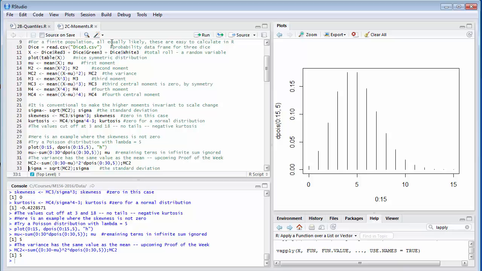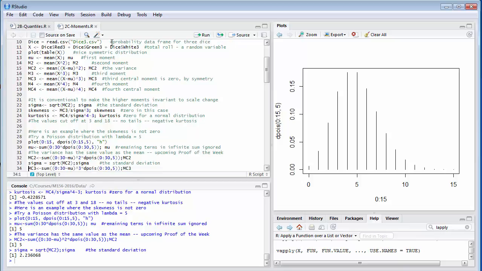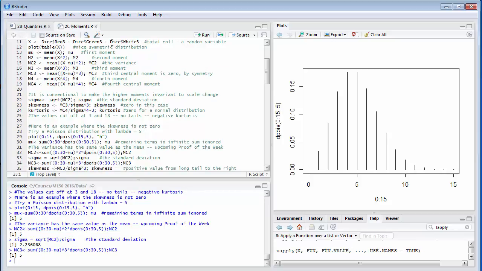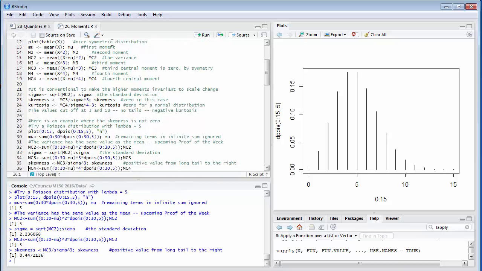Sigma is the standard deviation, the square root of the variance, and I'm going to need that as soon as I compute the third central moment, because the skewness is the third central moment divided by sigma cubed. This comes out to 0.44, and if you've looked at the Math Notes video, you'll know that positive skewness means a long tail to the right, negative skewness means a long tail to the left, so that's reasonable.